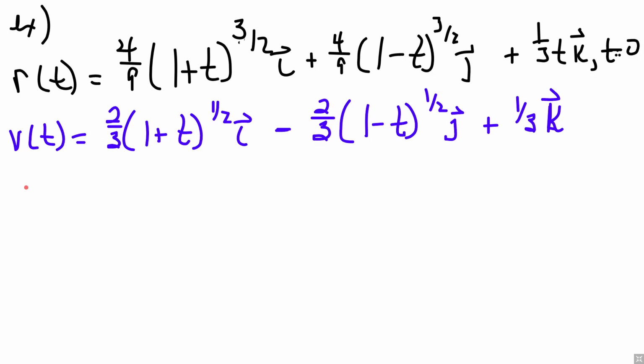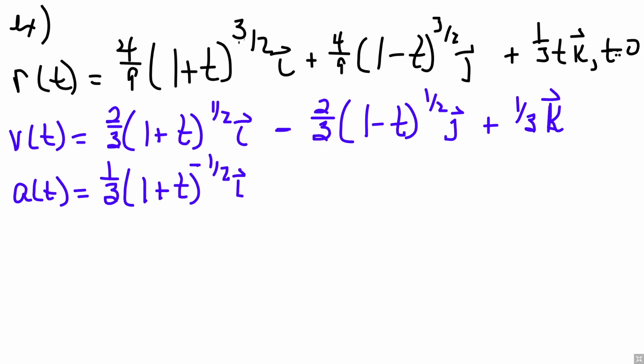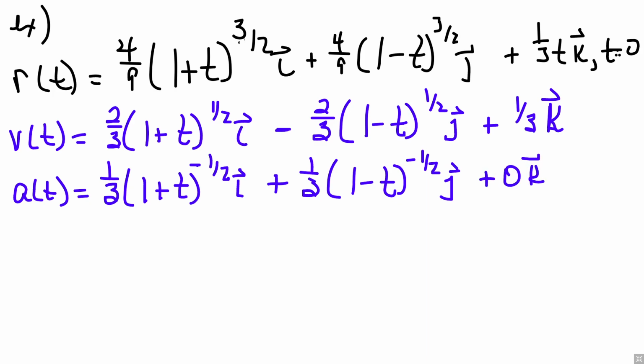And then for the acceleration vector, we're going to end up with 1/3 times (1 plus t) raised to the negative 1/2 in the i direction, plus 1/3 times (1 minus t) to the negative 1/2 in the j direction, plus 0 in the k direction. Okay. Any questions there?